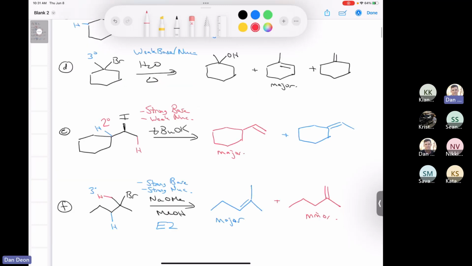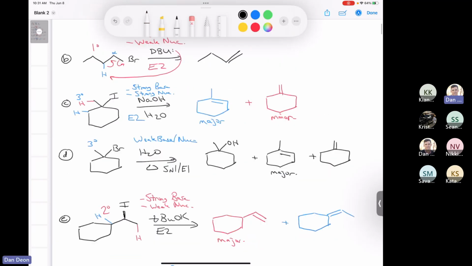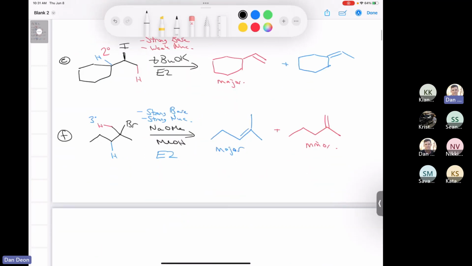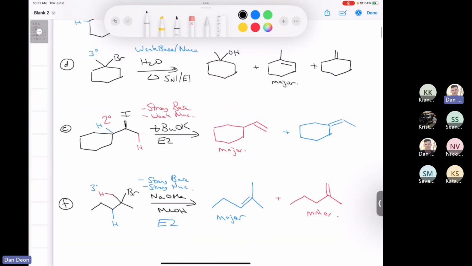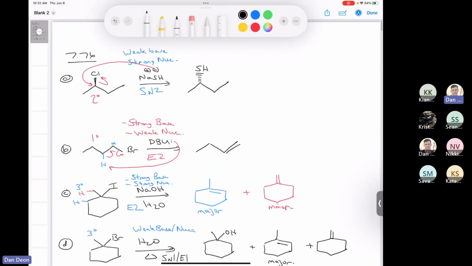So I didn't write down here that this is going to be E2, and then this one is SN1 and E1. And yeah, the rest of the mechanisms I wrote down. There's one more, which is G, and we'll save that for class on Monday.